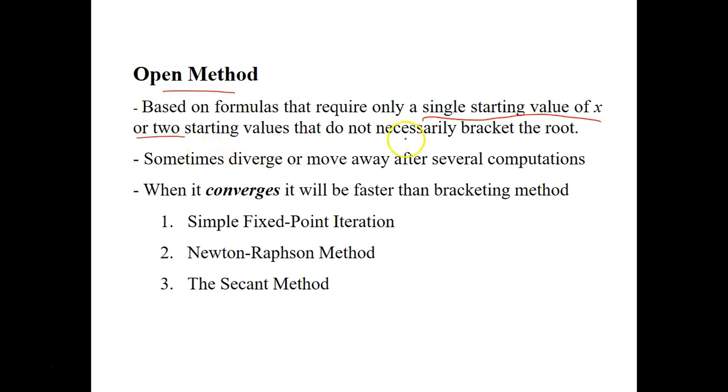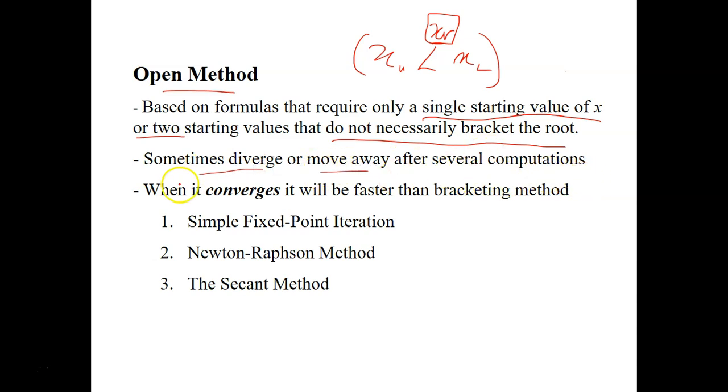But for the open method, you can work with either 1 or 2 starting values that do not necessarily bracket the root. Meaning your XU and your XL don't have to bracket the root. In the closed method, the root must always be in the bracket of XU and XL. But for the open method, the XR can actually be located outside the bracket of XU and XL. This open method sometimes diverges or moves away after several computations, and when it converges, it will be faster than the bracketing methods.